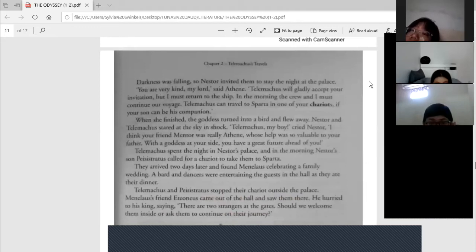Darkness was falling, so Nestor invited him to stay the night at the palace. You're very kind, my lord, said Athena. Telemachus will gladly accept your invitation, but I must return to the ship. In the morning, the crew and I must continue our voyage. Telemachus can travel to Sparta in one of your chariots if your son can be his companion.